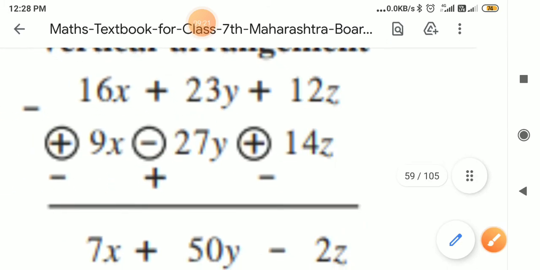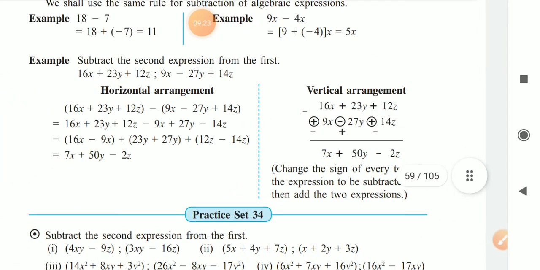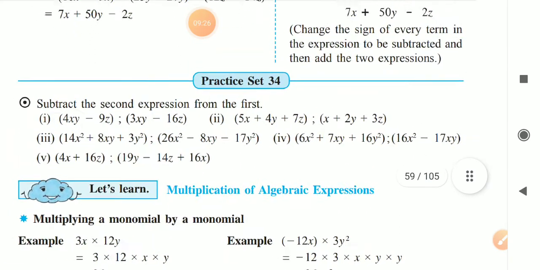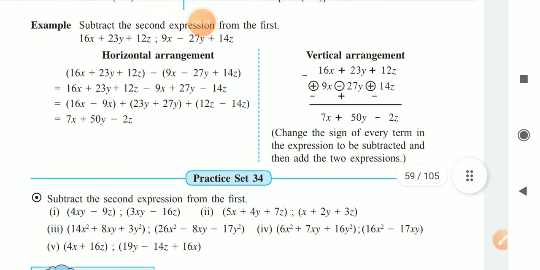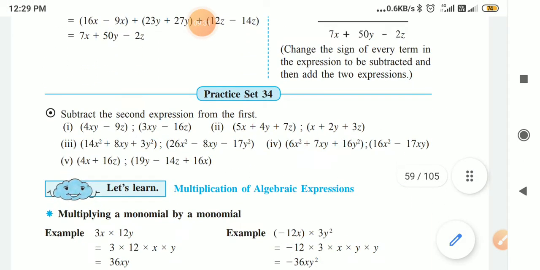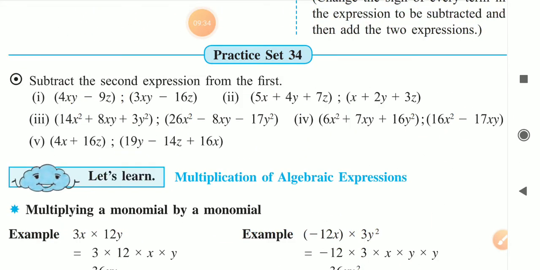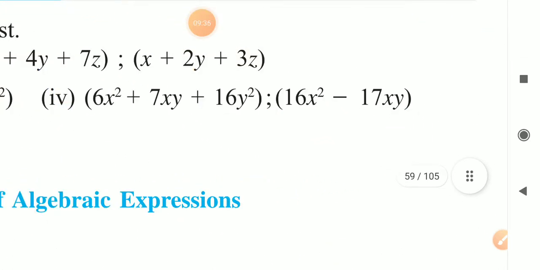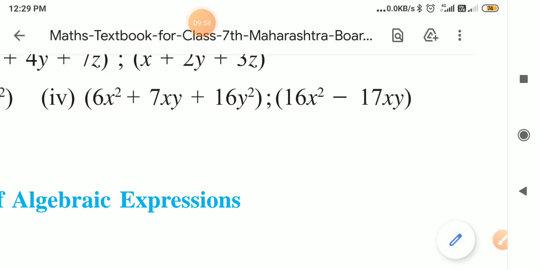Okay, now after the horizontal and vertical arrangements, you have to solve the examples from practice set number 34. Then you will get an idea about it. First of all I will show you example number 4 and how to solve it. 6x square plus 7xy plus 16y square, and we have to subtract 16x square and 17xy from this. So we will see how to solve this example.